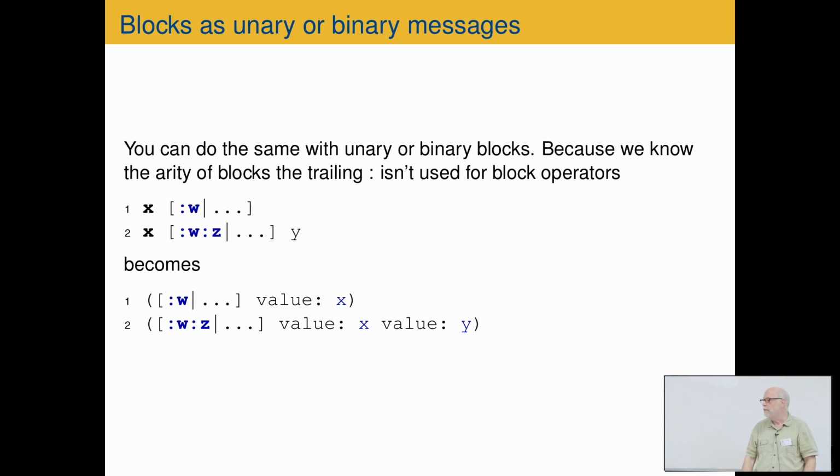It uses value at the moment, but it could be call instead, yes. Except that it looks at the arity of the block, because this is a literal block, so it can look at the arity so it knows that it's a binary. So if it's a unary, it uses value. If it's binary, it uses value value.